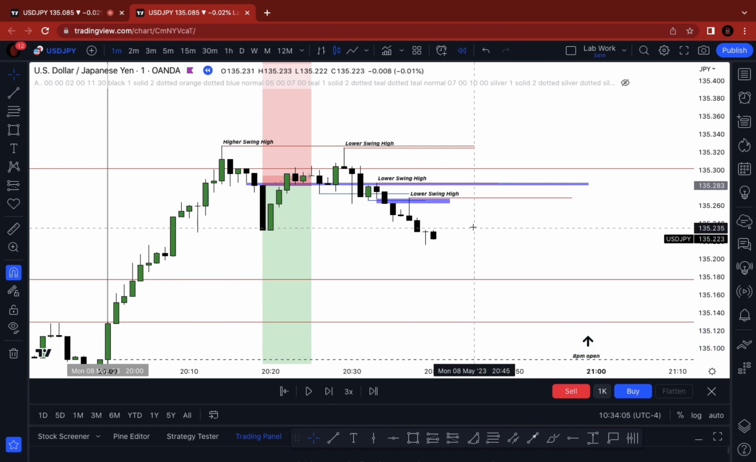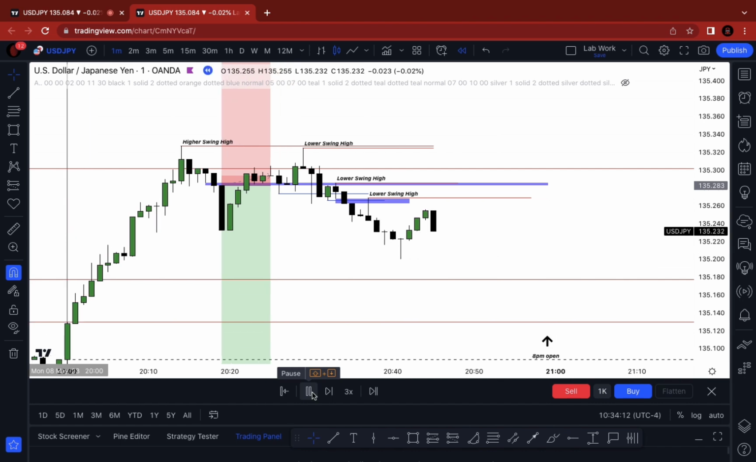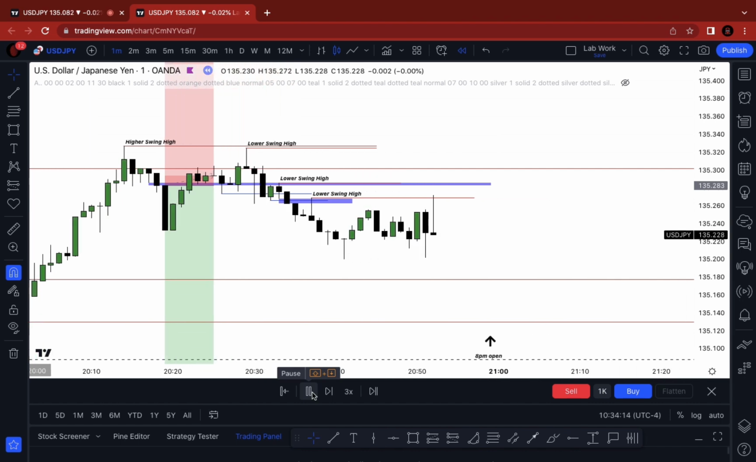Because that's where they're going to sell. They're gearing themselves to push price lower. That's what's going on here. So if you play price forward, you'll see how price is slowly breaking down.